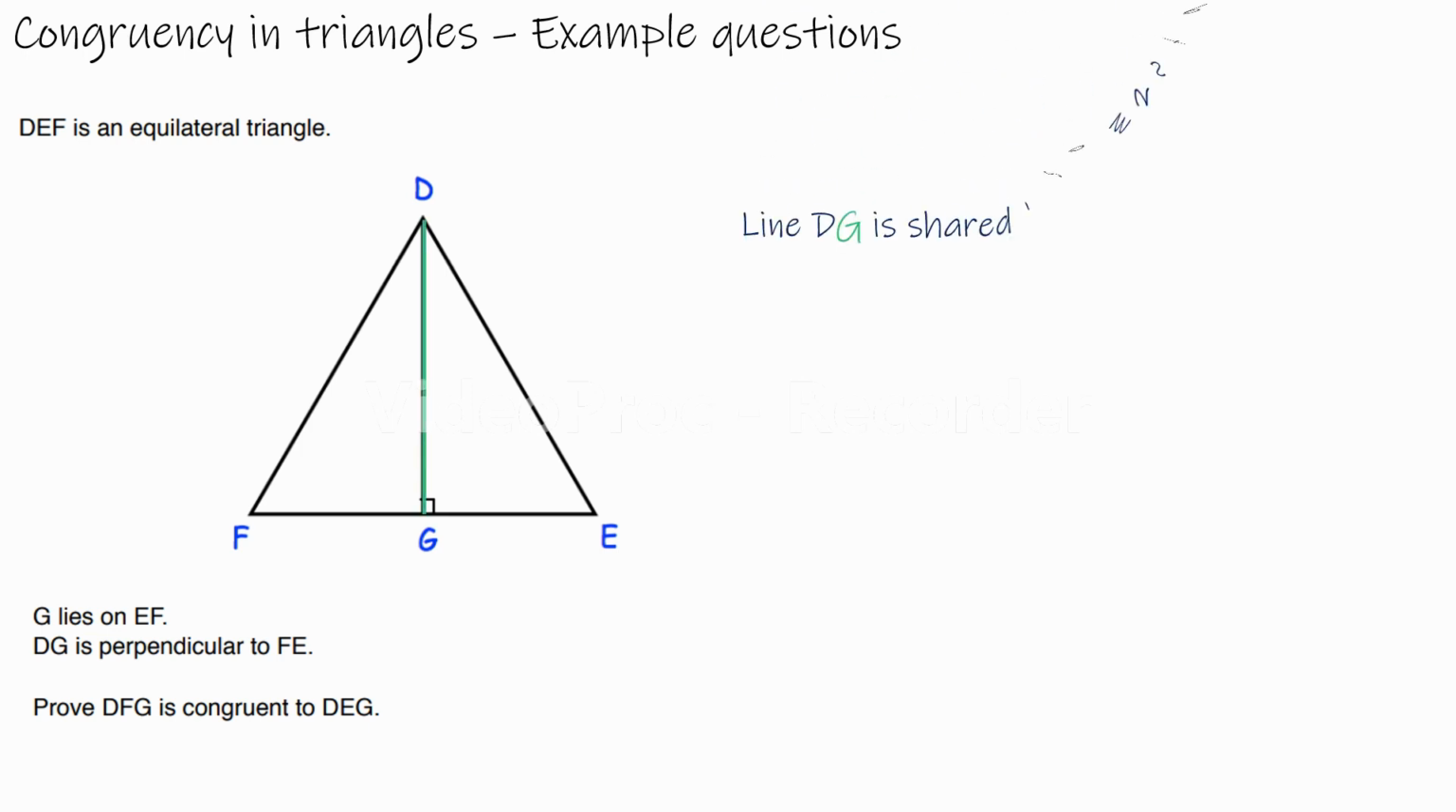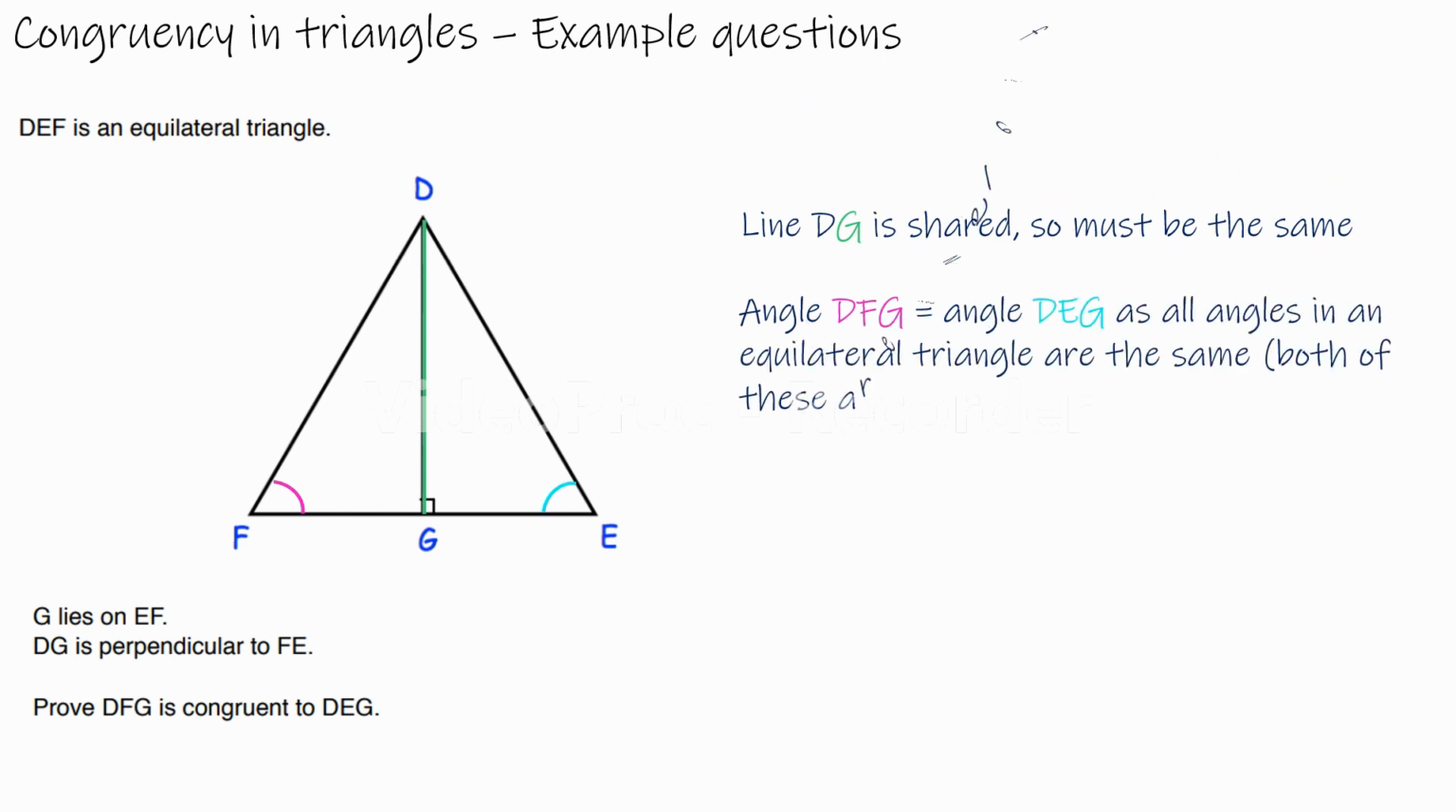So the way I'm going to go is I'm going to first say that line DG is shared, therefore it must be the same. I can then also say that angle DFG and angle DEG, as you can see labelled, are both the same as well, as all of the angles in an equilateral triangle must be the same. And as you can see, those two angles are both from the original equilateral triangle, so both must be 60 degrees. You don't have to write any numbers or anything because you're just proving that they are the same. You're not proving any values.